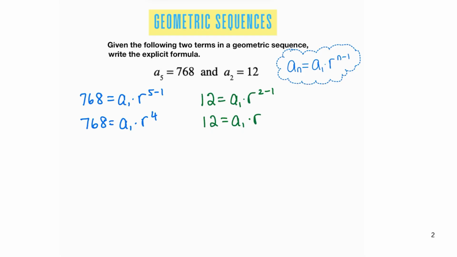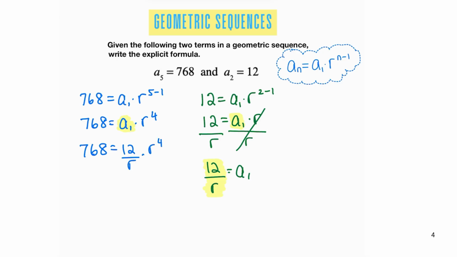I notice that both of them have an a sub 1. So what I'm going to do is isolate a sub 1 in one of these equations. The green one obviously looks simpler. So I'm going to isolate the a sub 1 by dividing both sides of this equation by r. When I do that, I'm going to get a sub 1 is equal to 12 over r. Now that I know that a sub 1 is equivalent to 12 over r, I know that I can substitute 12 over r wherever I see an a sub 1 because they have the same value. So I'm going to go ahead and substitute into this blue equation, replacing a sub 1 with 12 over r.